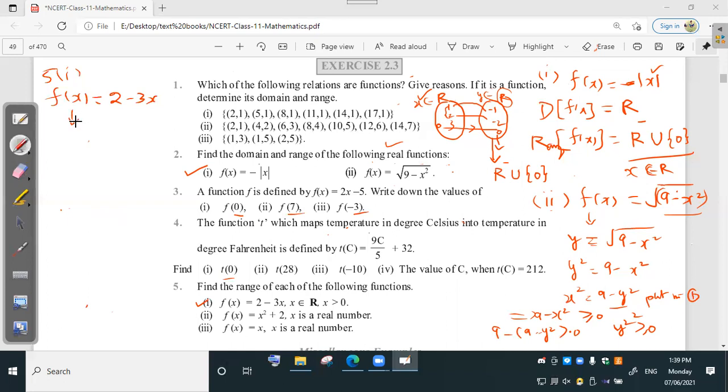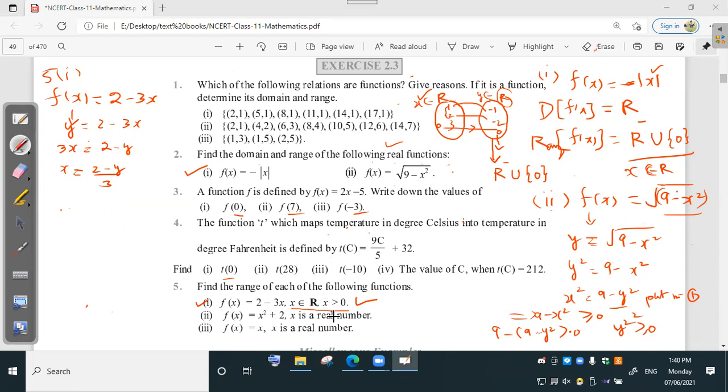So as I told you, for finding the range, we have to put f(x) equal to y equal to 2 minus 3x, and then write the value of x in terms of y. So 3x you can take this side, 2 minus y, and x is equal to (2 minus y) by 3. Why are we doing this? Because we know that x is greater than 0. X has been given as greater than 0. So the domain is all real numbers greater than 0.